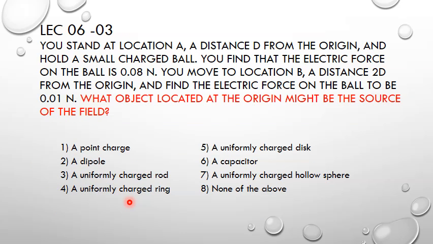So here's question 3. You stand at location A, a distance d from the origin, and you hold a small charged ball. You find that the electric force on this ball is 0.08 newtons. You move to a location, a distance 2d from the origin, and find that the electric force on the ball to be 0.01 newtons. What object located at the origin might be the source of this electric field?